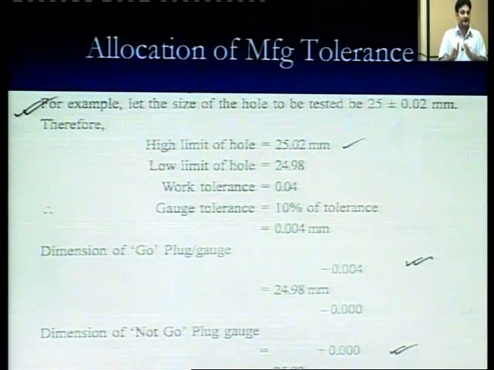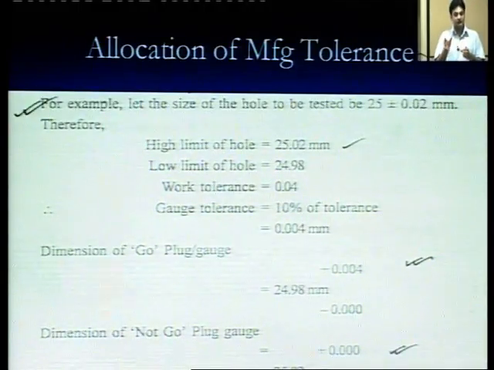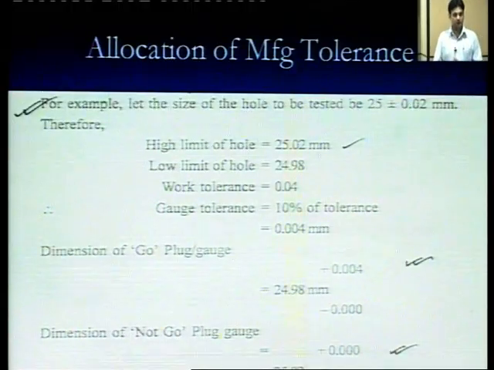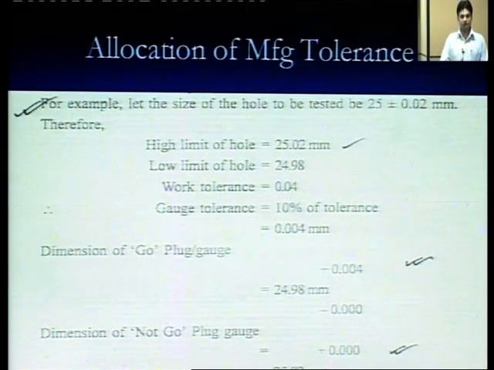Now, what is gauge tolerance? Gauge tolerance is 10% of the work tolerance. So, it will become 0.004 mm. So, what will be the dimensions of the go plug gauge that we are going to manufacture? It will be 24.98, which is the low limit, with gauge tolerance plus 0.004 and minus 0.000 as the limits. Similarly, for the not go plug gauge, it is the high limit, which is 25.02 mm. In this case, the upper limit is plus 0.000 and the lower limit is minus 0.004.